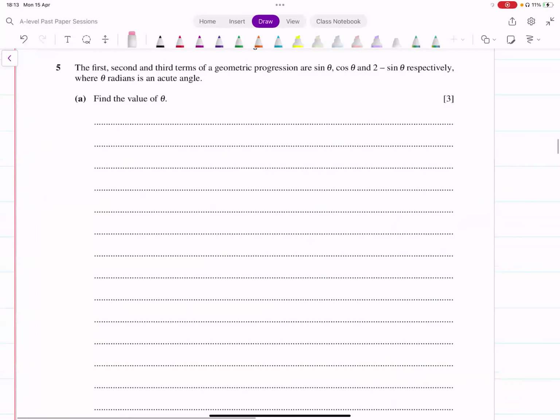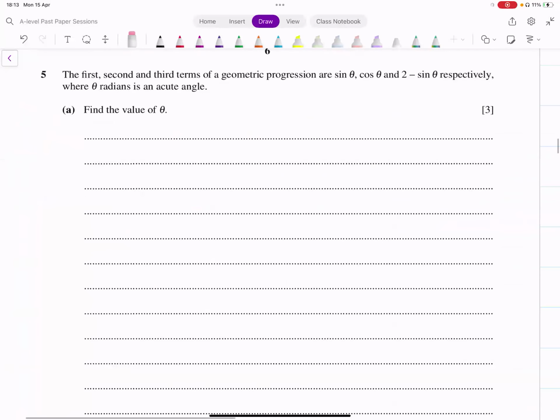Okay. All right. Now, first, second, and third terms of a GP are sine theta, cos theta, and 2 minus sine theta, respectively, where theta radians is an acute angle. Find the value of theta. Okay. Now it's a GP. It's a geometric progression. So let's write that down. And we're given the first 3 terms.